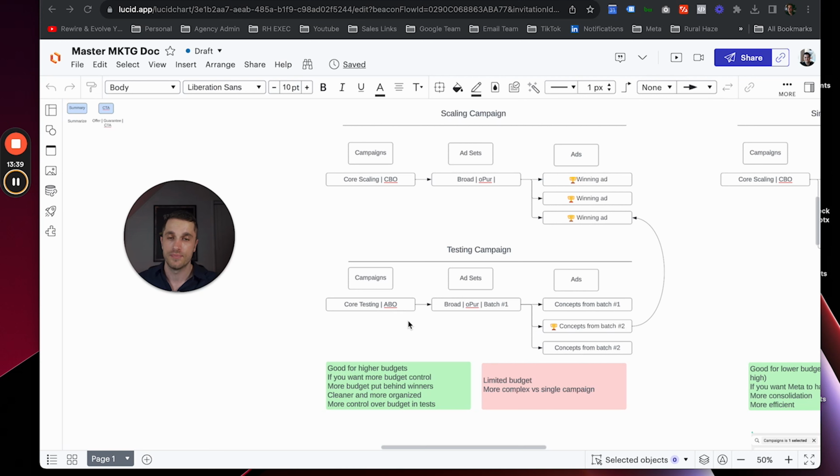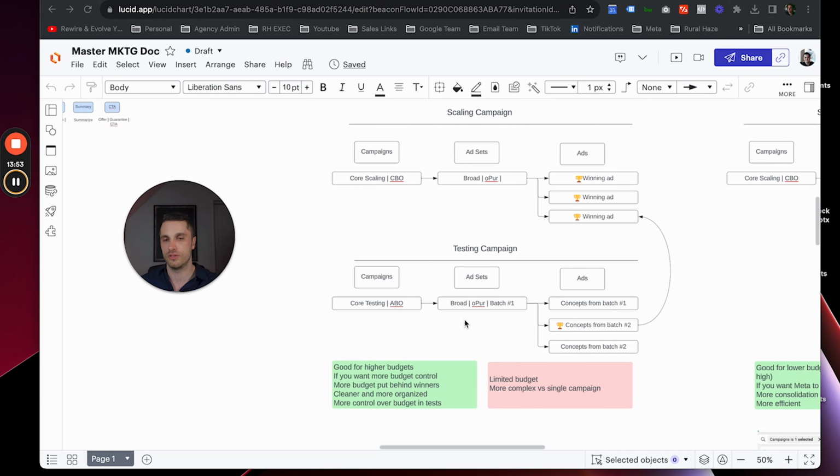So how this works is we have one campaign, which is ABO. We have ad sets, and we only do broad targeting for all of our brands. That's a whole other video. I can explain why we do that. It's actually what Meta recommends. The engineers of Meta do it this way. There's less volatility and scale is easier. So that's a quick summary.